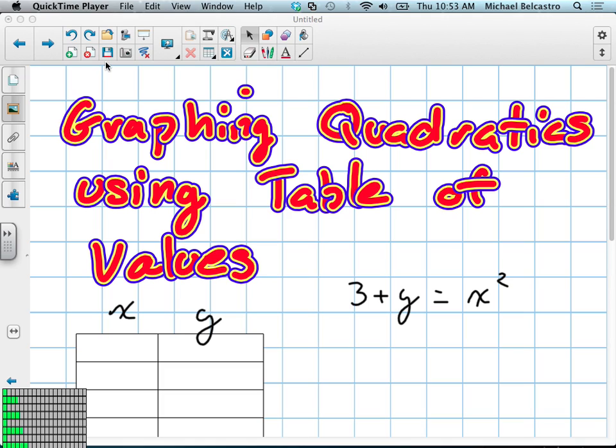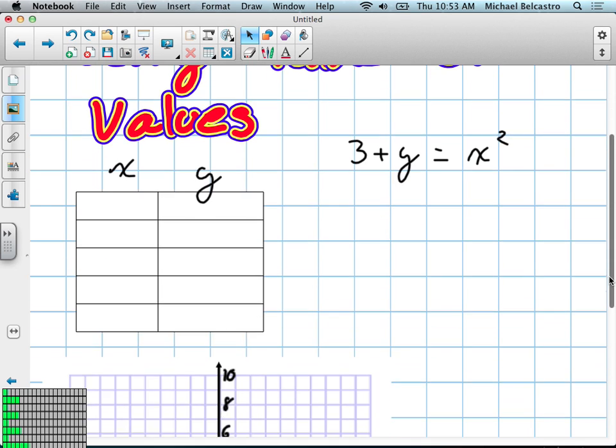Okay, we moved on from linear. Now we're going to work with graphing quadratics using a table of values. So this is the same idea of what we did with our linear question. The only difference is we have a variable to the power of 2, which makes it a quadratic. So it kind of looks like a U when you graph it.